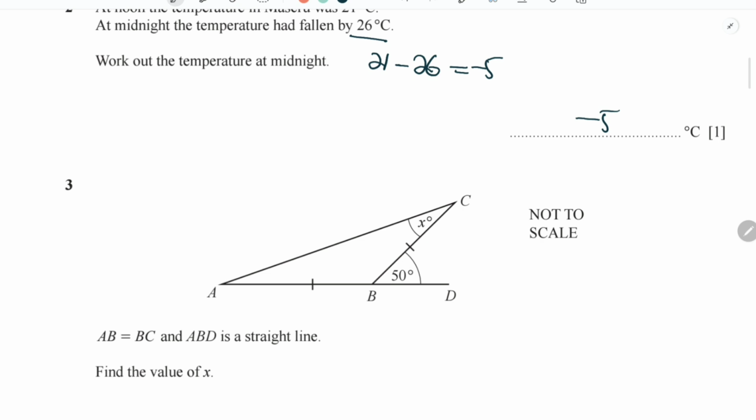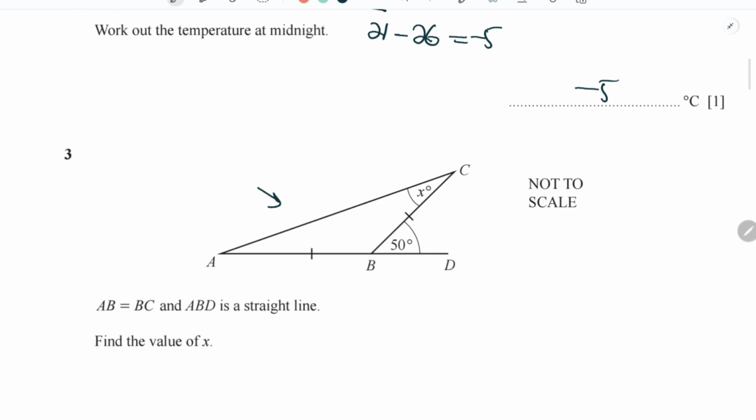Now we have the third question. In the third question we have a diagram of the triangle, AB equals BC. So this one is AB and this one is BC. Both are equal. And ABD is a straight line. Find the value of x.